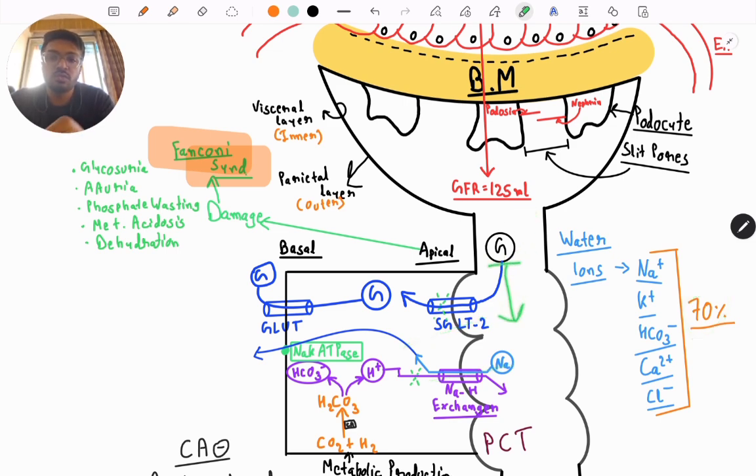So we will have glucosuria, aminoaciduria, phosphate wasting, and metabolic acidosis will happen, because the sodium ion is not going to be reabsorbed. It will stay within our system and it will give acidosis and dehydration, because water also is not going to be reabsorbed from the PCT portion, and aminoaciduria.